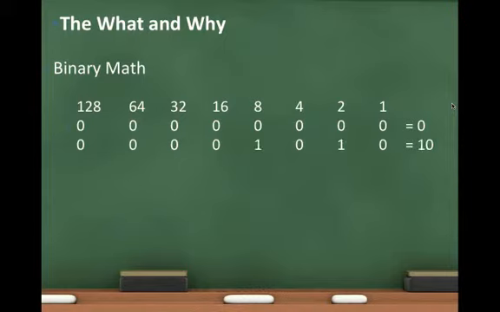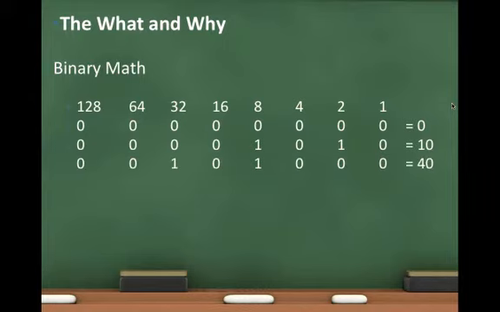But if we have a 1 under the bit position, then that number is a part of the decimal number that we're creating. So in our case here, we have 0 under 128, 0 under 64, 0 under 32, 0 under 16. We have a 1 under the 8, a 0 under the 4, a 1 under the 2, and a 0 under the 1. So if we add 8 and 2, we have the number 10. So the number 10 in binary is 0, 0, 0, 0, 1, 0, 1, 0.